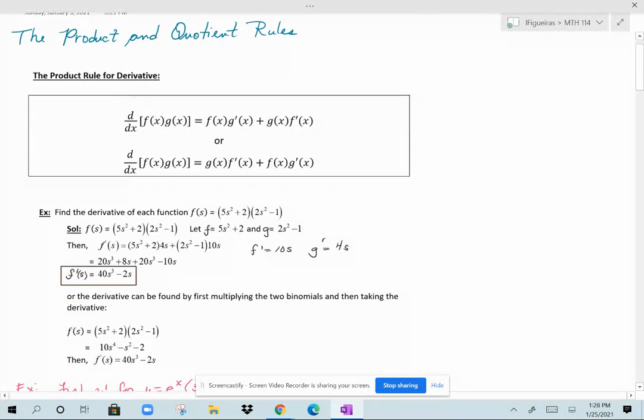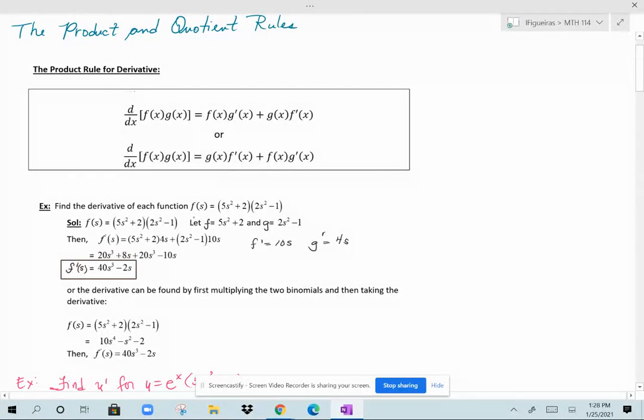So here's an example. We are calling our function f of s, and our two products are 5s squared plus 2, and 2s squared minus 1 for g. So this will be f and this will be g in our formula above. So I need f prime and g prime, so I've written them here. f prime is 10s. That's the derivative of f. And g prime is 4s. That's the derivative of g.